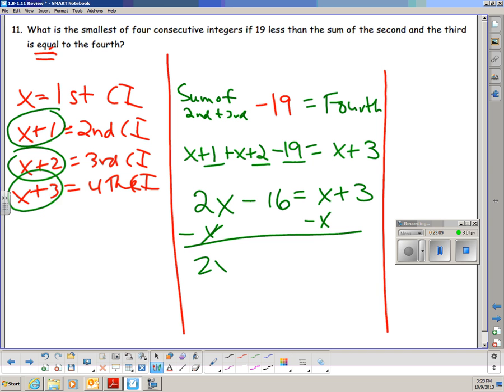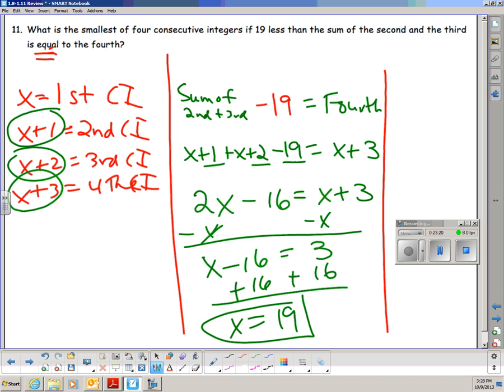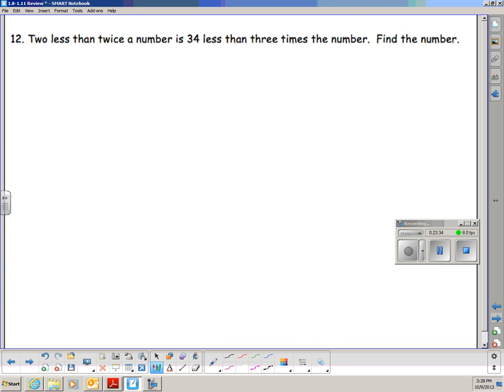Subtract x, we get, 2x minus x is just x. X minus 16 equals 3. Add 16 to both sides, and x is 19. There's my x value. Now I want the smallest of the 4. Well, guess what? The smallest of the 4 is just going to be x, because x plus 1 is bigger than x. So the smallest of the 4 is just 19. Good. Moving on.